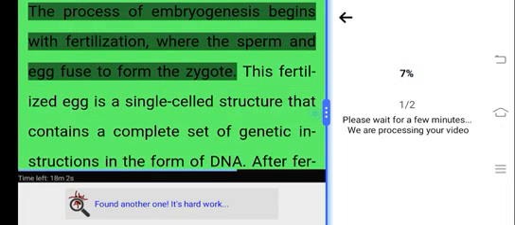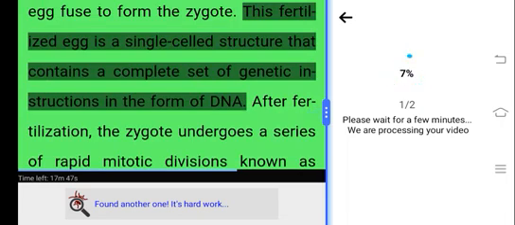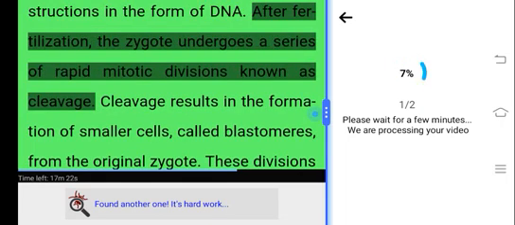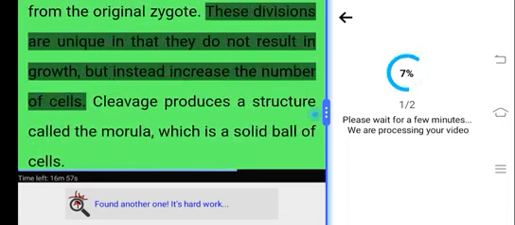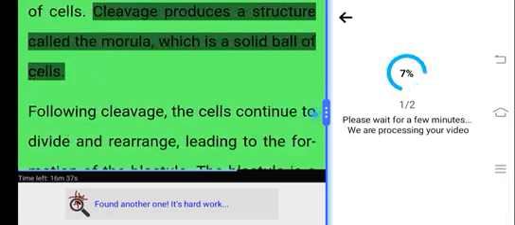The process of embryogenesis begins with fertilization, where the sperm and egg fuse to form the zygote. This fertilized egg is a single-celled structure that contains a complete set of genetic instructions in the form of DNA. After fertilization, it undergoes a series of rapid mitotic divisions known as cleavage. Cleavage results in the division of smaller cells, called blastomeres, from the original zygote. These divisions are unique in that they do not result in growth, but instead increase the number of cells, which produces a structure called the morula, which is a solid ball of cells.